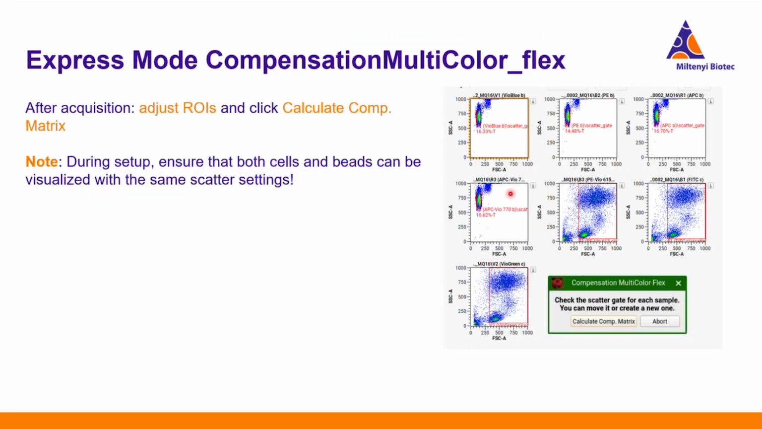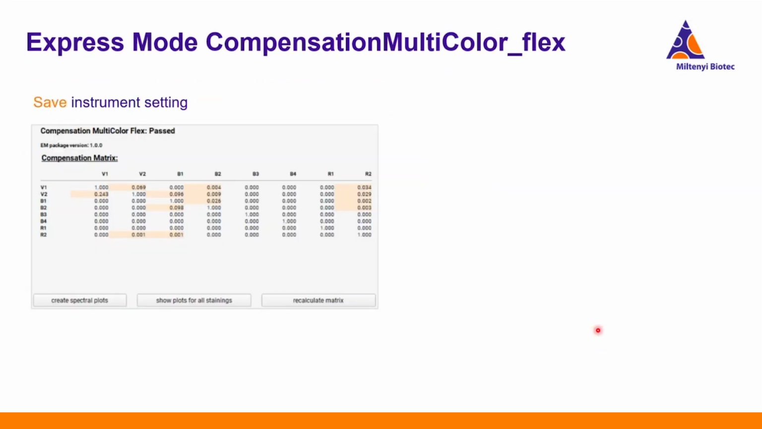But then after you did it, you just assign the region of interest, you can just say calculate, and then you get to your result. And then you can, like with the old compensation express mode, you can now look at the plots for all stainings or the spectral plots, or just save the instrument setting and then use it for the future. I think this is a great addition to the old compensation multicolor express mode.